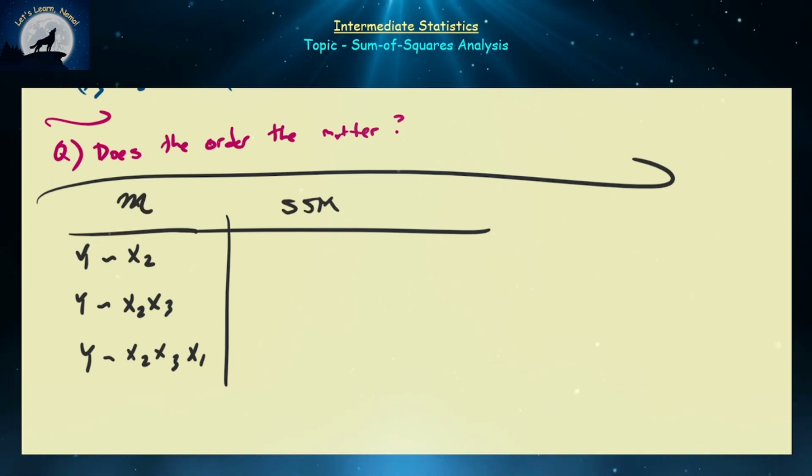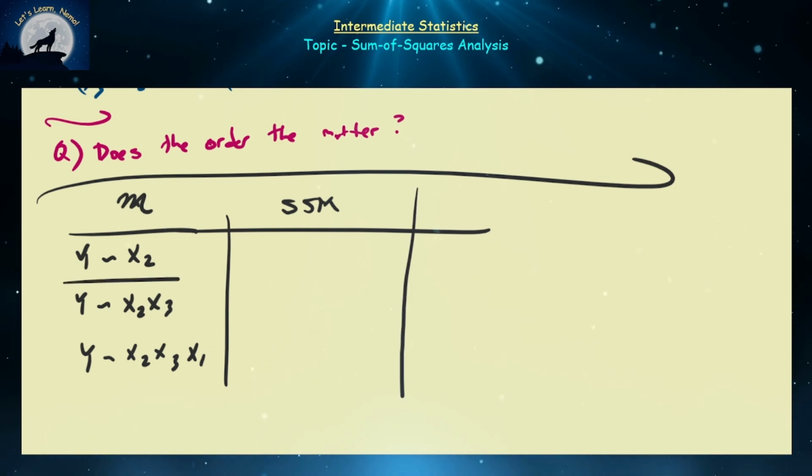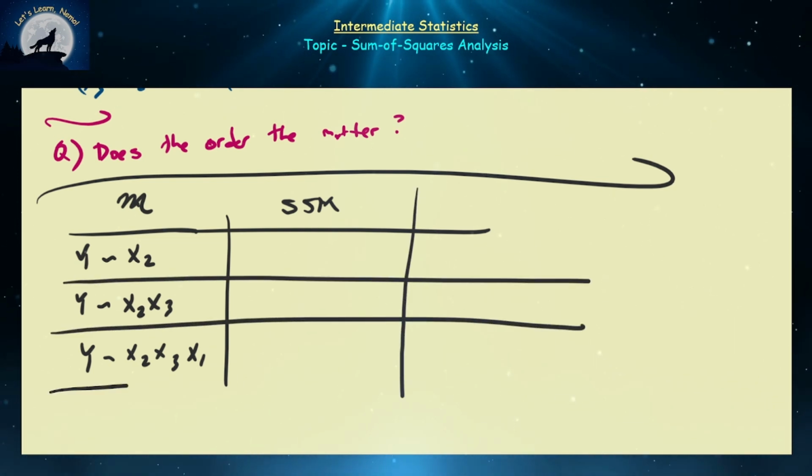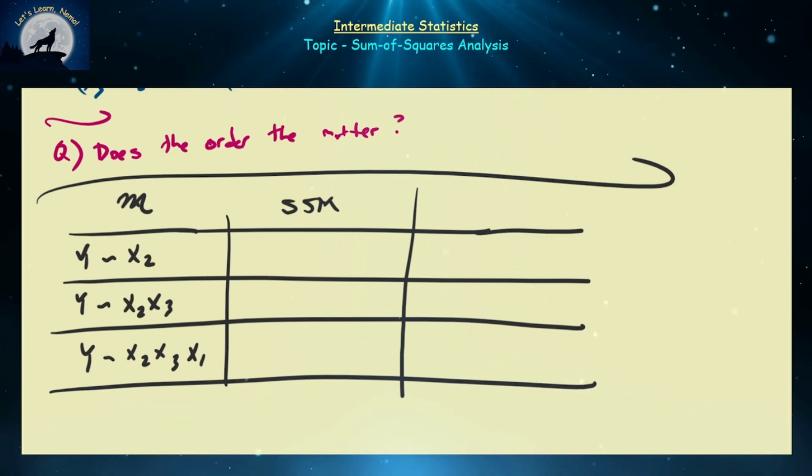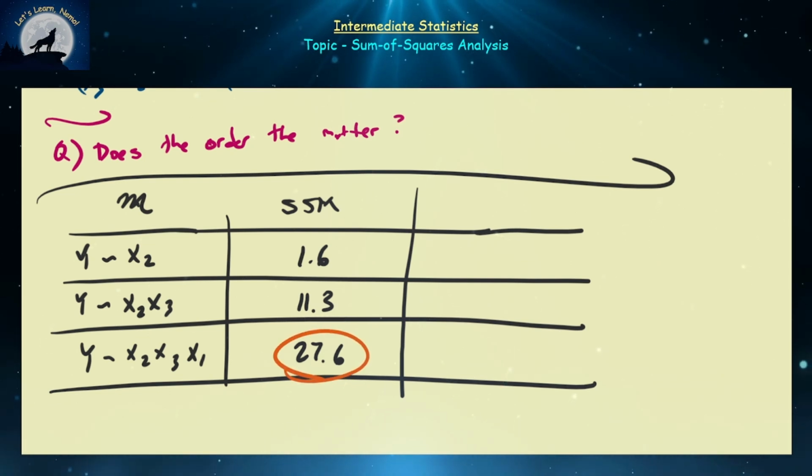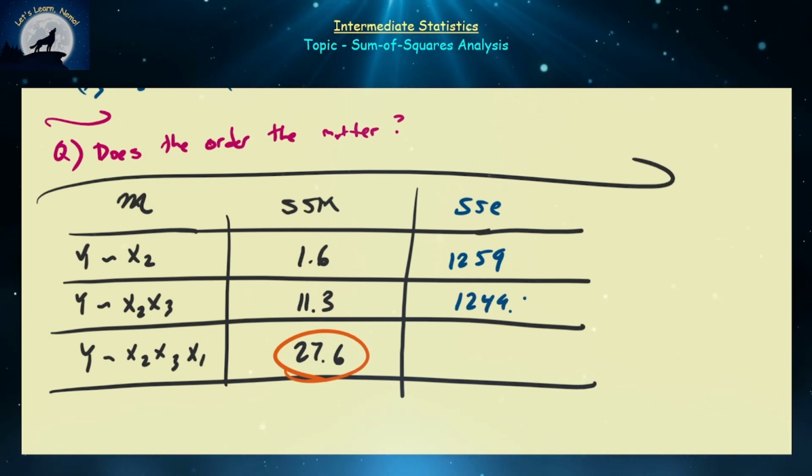And then we're going to look at our SSM. Obviously, we're coming from an SSM of 0 if we have 0 predictors. SSM for this, let's assume, is going to be 1.6, 11.3, and 27.6 respectively. Keep in mind, 27.6 will be the same as long as you have all 3 predictors introduced from the same exact data set at the very end. And of course, there would be associated SSEs for each of these, which you should be able to calculate as, for example, 1259, 1249.3, and 1232.9.